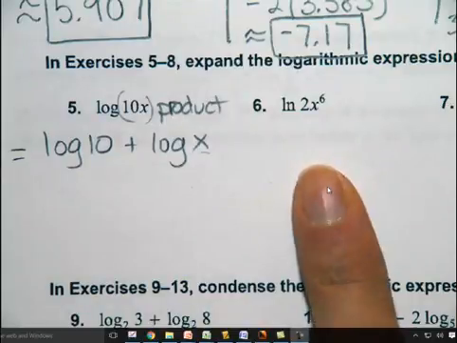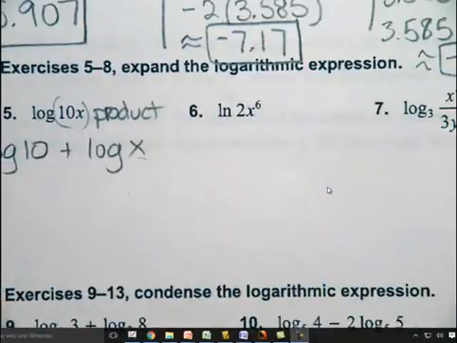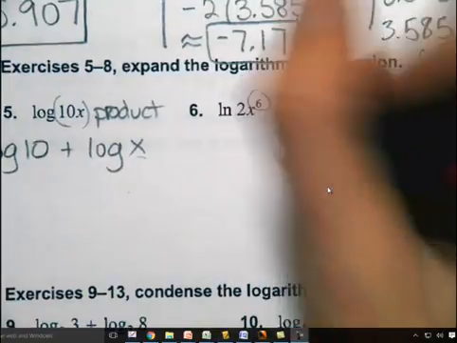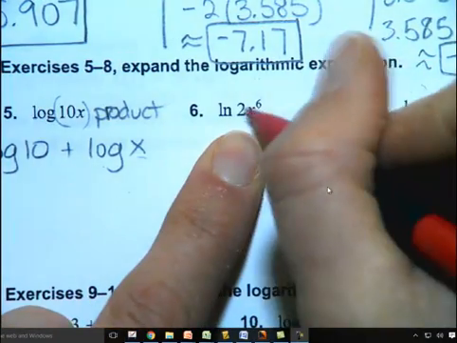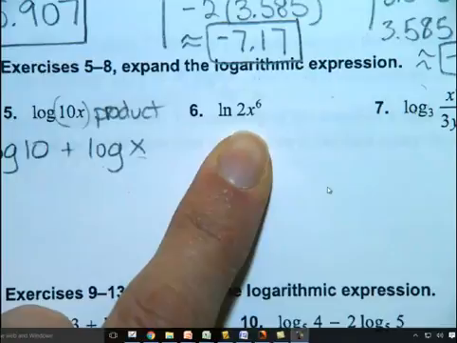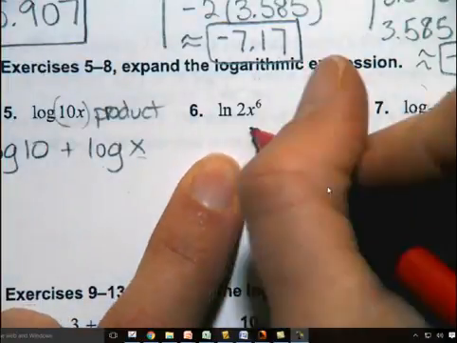Okay, number 6. Now this is where the order that you do things does tend to matter sometimes. In this case, that 6 is not an exponent on the 2. The 6 is only an exponent on the x. And so you could not use the power property in this question yet, because the 6 is not a power on both numbers here in the logarithm. But what we can do is split this apart.